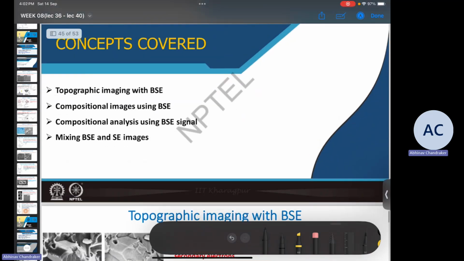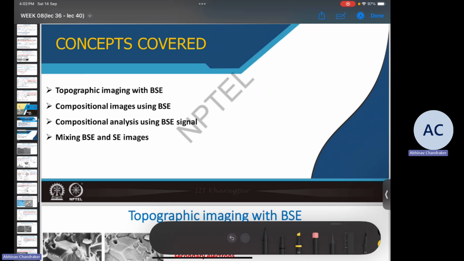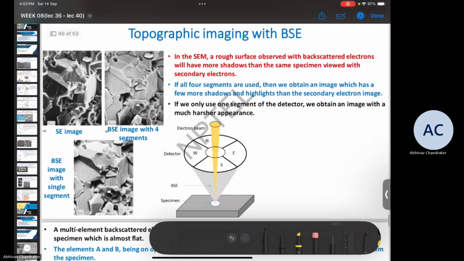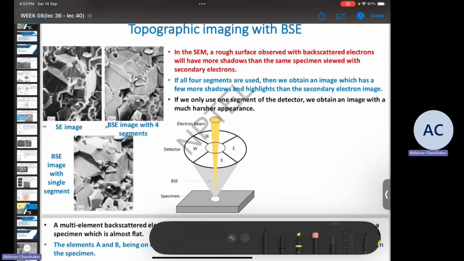Okay, let's now look at the last lecture of this module. How is the topography that is obtained from a SE and BSE image different, and which is better? In general, we observe that the topography is much better from SE image, and it is much more common to use SE images for getting topographical information from a specimen.